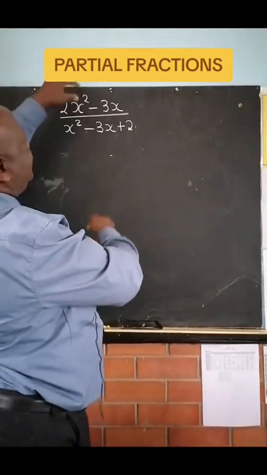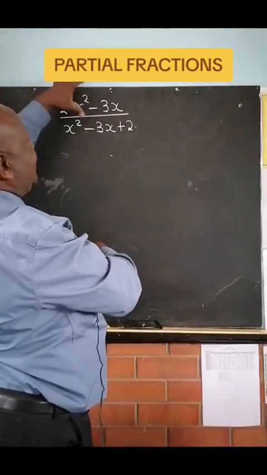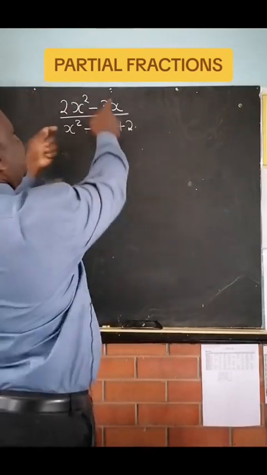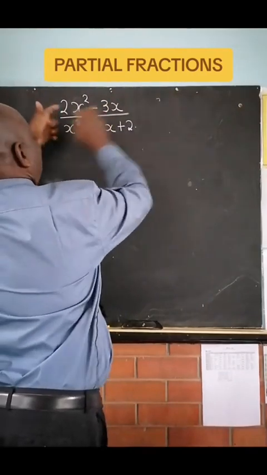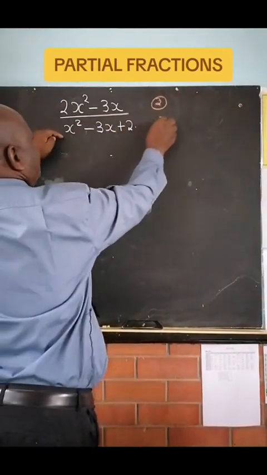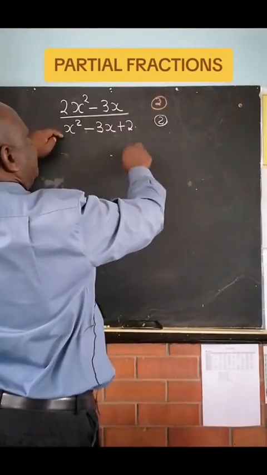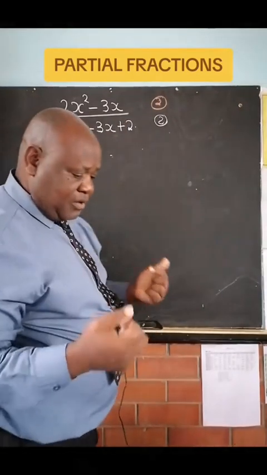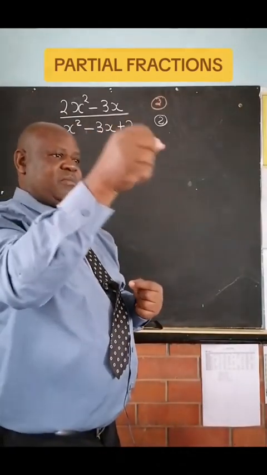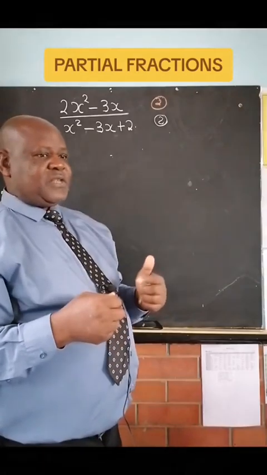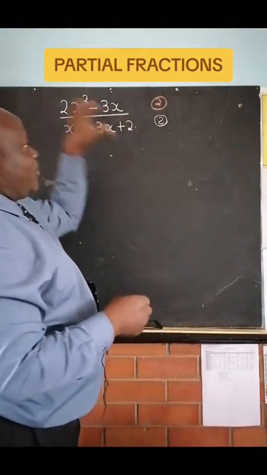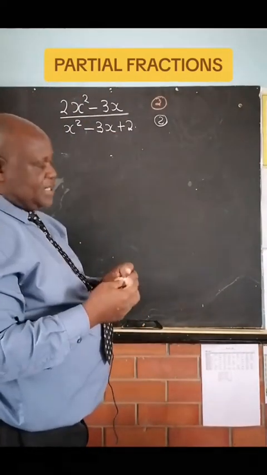If you check the degree of the numerator, the highest power of x in the numerator is 2. So the degree of the numerator is 2, but the degree of the denominator is also 2. This is not proper in the sense that in algebra, fractions are proper if the degree of the numerator is smaller than the degree of the denominator, which is not the case here. So this is not proper. How do we deal with such a situation?